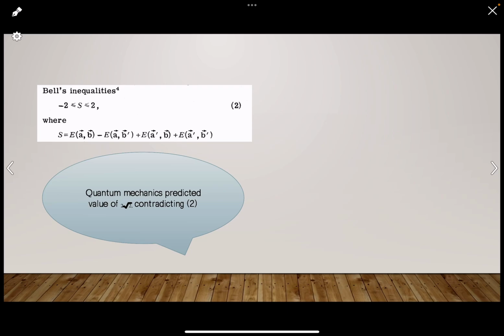So we look at Bell's inequality. Bell's inequality shows that the value of S should be between -2 and 2. However, quantum mechanics has predicted that the value of S is 2√2, contradicting Bell's inequality. These contradictions have supported the EPR paradox, and it showed that quantum mechanics is incomplete.